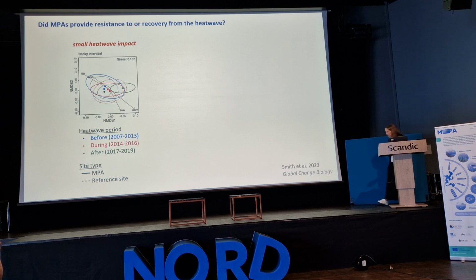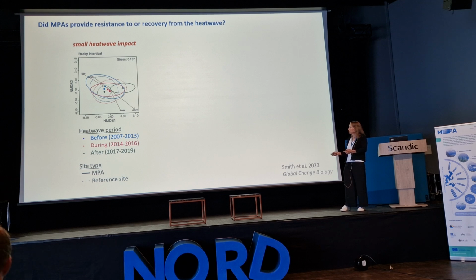And so what we did, the timing was great if you're a scientist, because it was right in the middle of all our monitoring. We had data before and during and after. So we looked at the community structure in all of these different ecosystems. This one is showing the rocky intertidal, and you're looking at an NMDS plot here showing community structure. There's a lot going on.